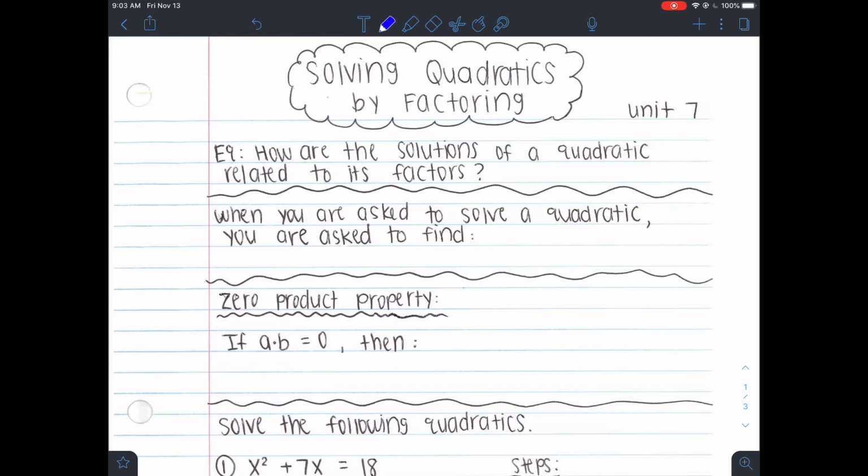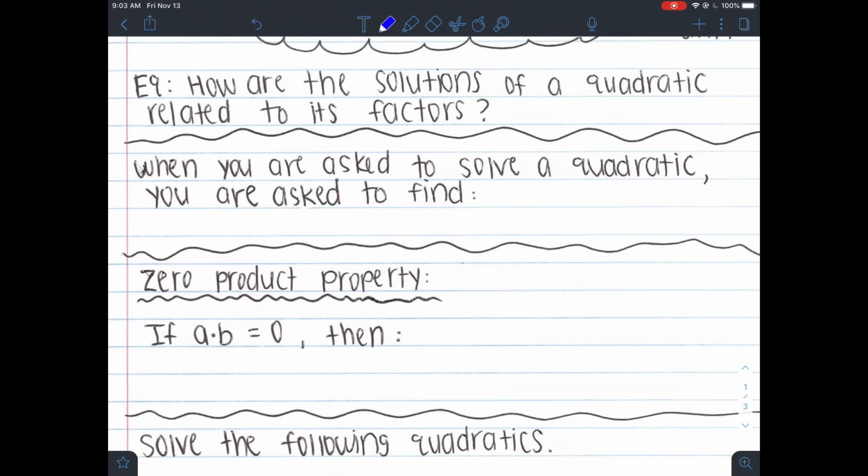So you don't want to stop after you factor. That's probably the most common mistake, that once we finish factoring, we stop. But the instructions were that we need to solve the quadratic by factoring, not just factor it. All right, so let's hop into this.